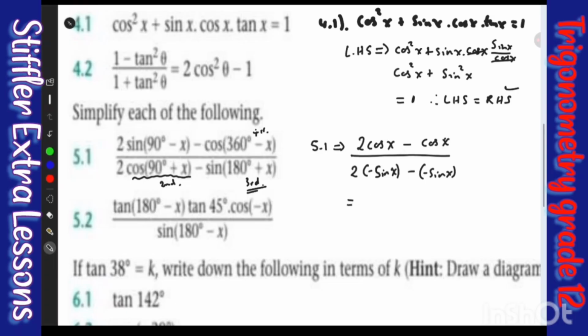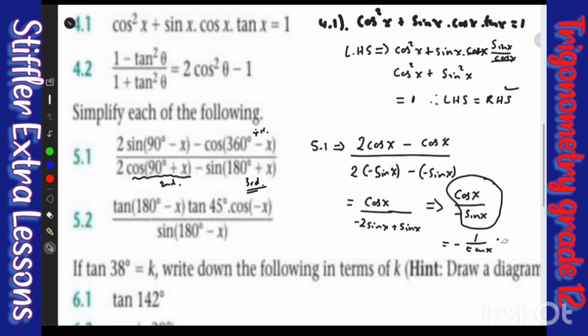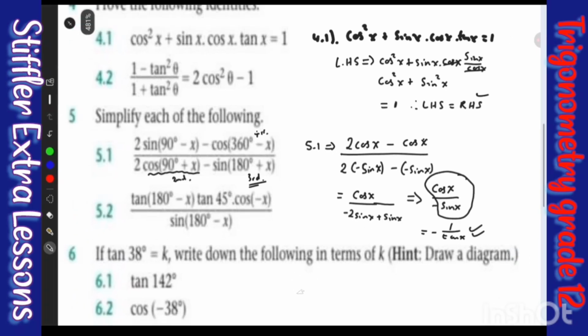So now we can continue. 2 cos x minus cos x just gives us cos of x. And then here this will be negative 2 sine x, and here we have minus and minus giving us a positive sine x. So this becomes cos of x, and then negative 2 sine x plus sine x gives us negative sine x. We can see this is cos x over sine x, we know that this is 1 over tan, so this becomes negative 1 over tan of x, just like that. So let's see which other questions we can do here.